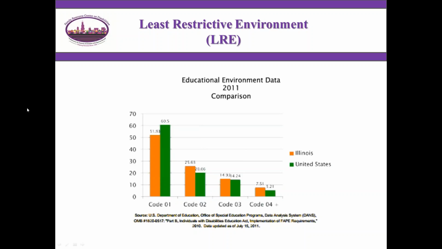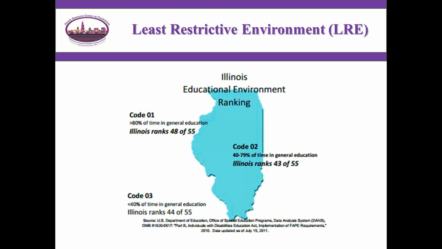This is where Illinois stands, from the least restricted environment to the most restricted. Code 1 is our least restricted environment. Code 4 is our most restricted environment. And this is where Illinois stands as opposed to the United States as a whole. The next slide will give you a better understanding of what you're looking at now. Again, just more data to rank Illinois.